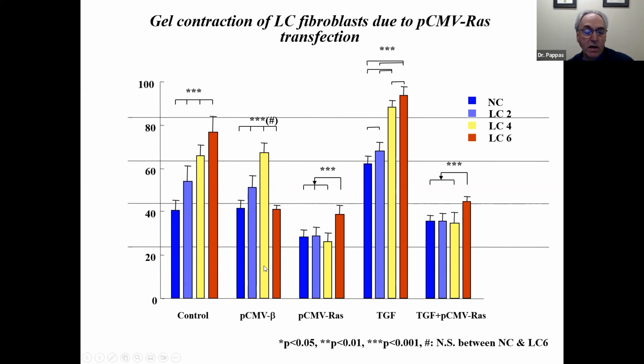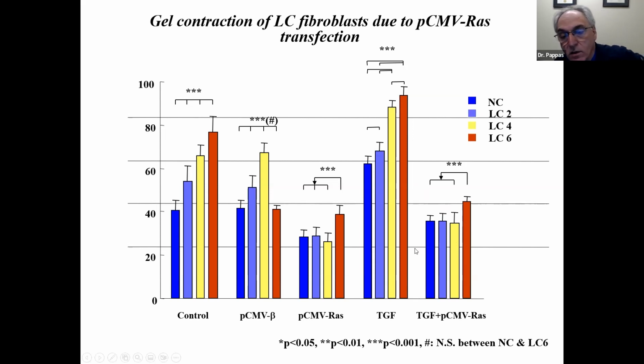Then we had a viral vector that we added just to show that the vector didn't interfere with contractility. And then what we did was we added a protein called Ras, which is a signaling protein. And what we found was that when you add Ras to the fibroblast, it essentially inhibits contractility. TGF-beta, on the other hand, stimulates contractility enormously. But when you add Ras to the TGF-beta, the Ras inhibits the effect of TGF-beta.